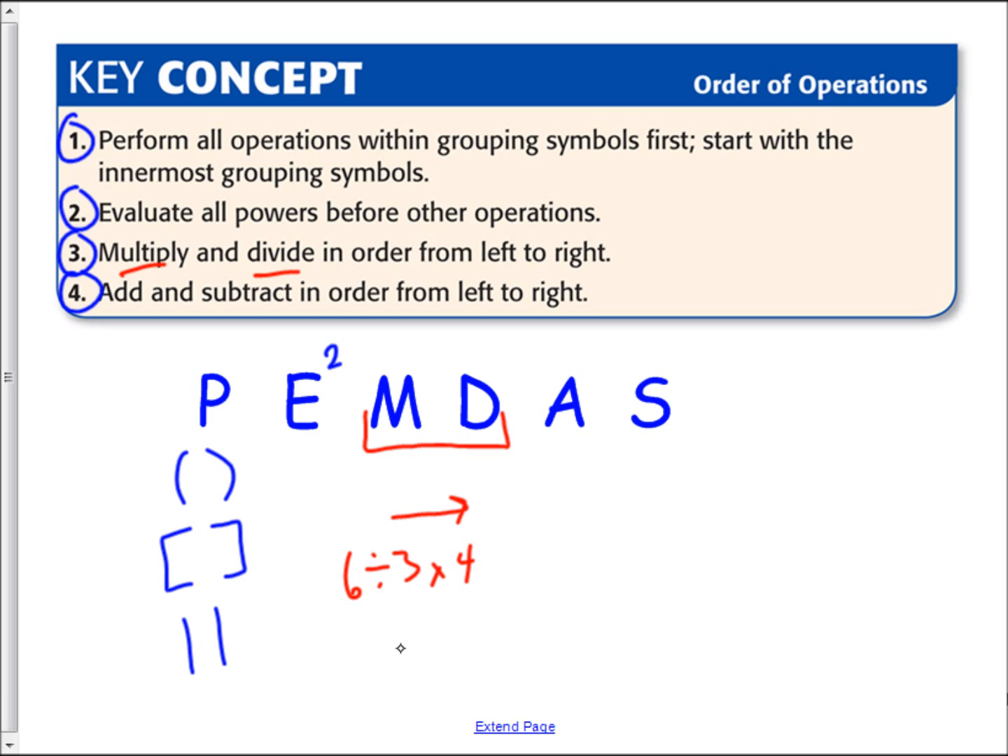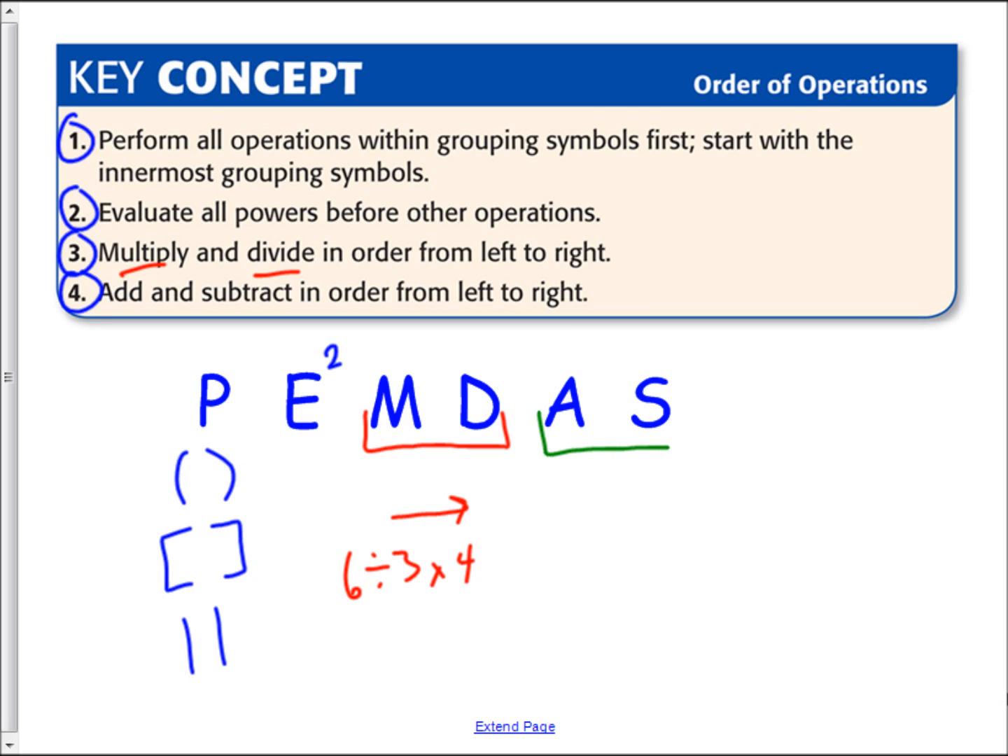So the correct answer here would be 8. If you did it the other way, 3 times 4 is 12, and 6 divided by 12 is 1/2. Well, 8 and 1/2 are definitely different. So the correct answer is 8, doing it from left to right.